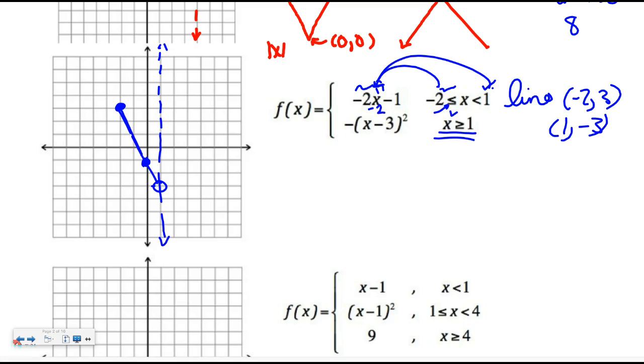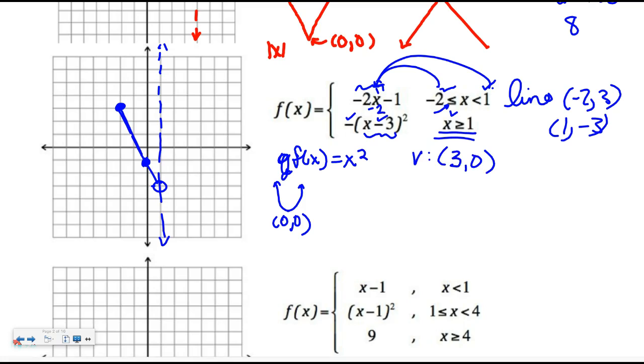The next one, this is a parabola, correct? Parent function would be f of x equals x squared. That makes this nice parent function that hits at 0, 0. However, this minus 3 here will move it 3 to the right, and this negative will flip it over. So its vertex is going to be at 3, 0. That's important. You need to get the vertex on there. So 1, 2, 3, 0.